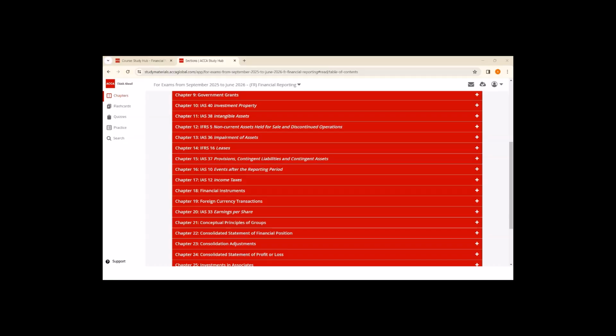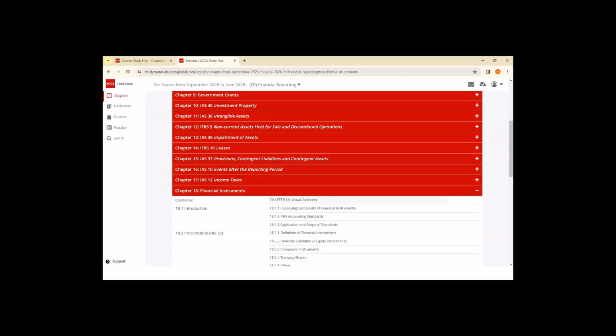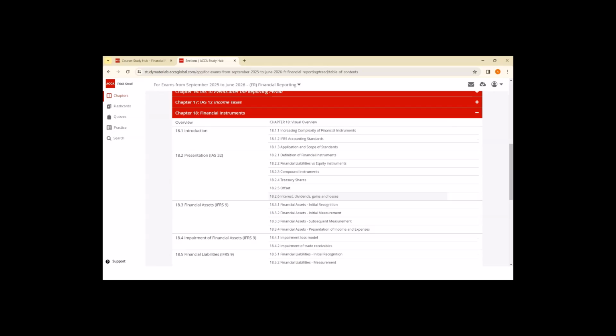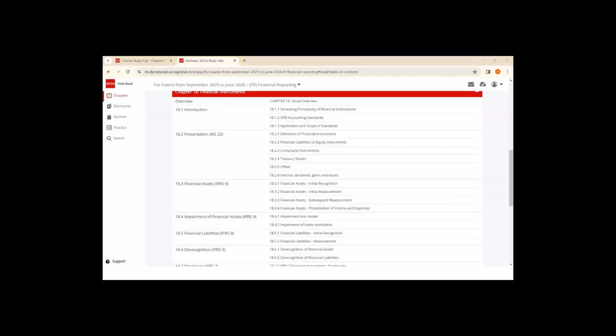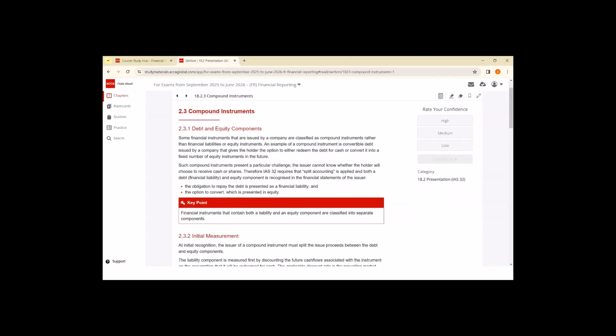Here we are in the ACCA Study Hub. You can go to this chapter 18, which is related to financial instruments. I have given you an overview of the whole standard. You can read about individual items in detail over here. Here we have the compound instruments that I wanted to show you.